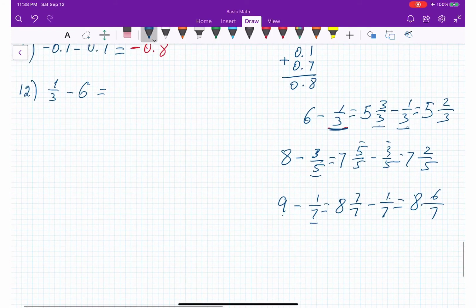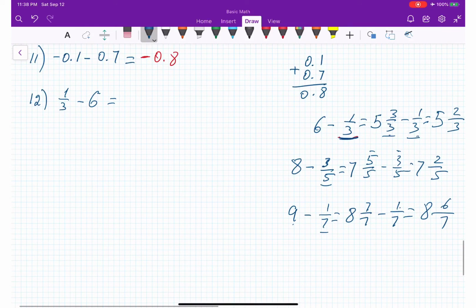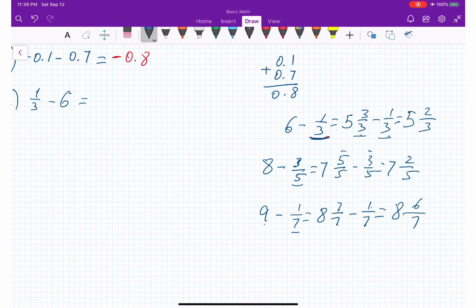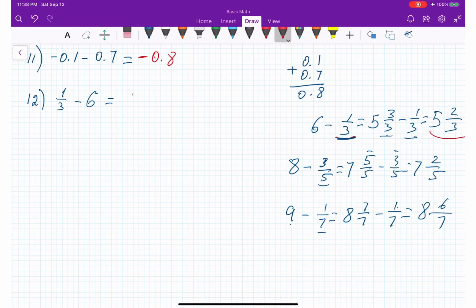Okay? Now, 1/3 minus 6. We have positive and negative, which means we need to subtract. Here we subtract and we get 5 and 2/3, right? 5 and 2/3. And then which number is bigger? 6, of course. Since it's negative, it's going to be negative.